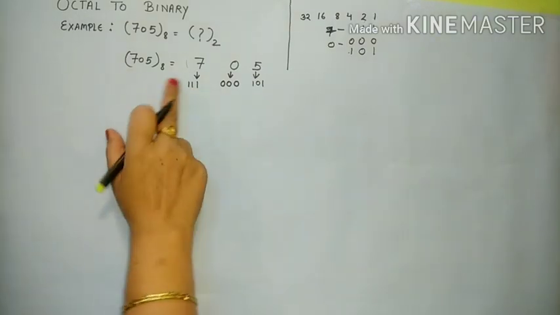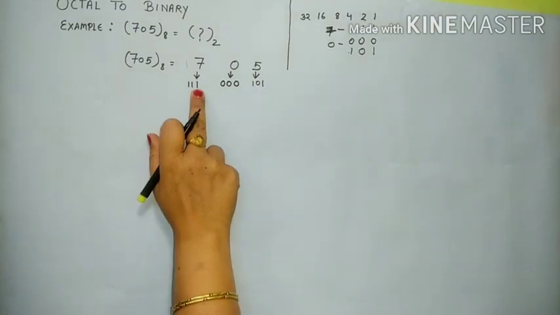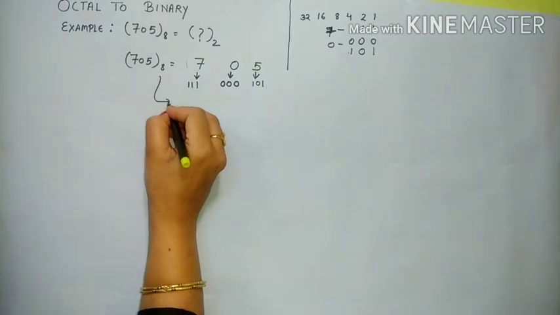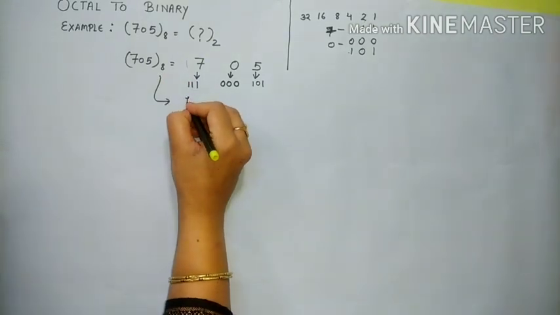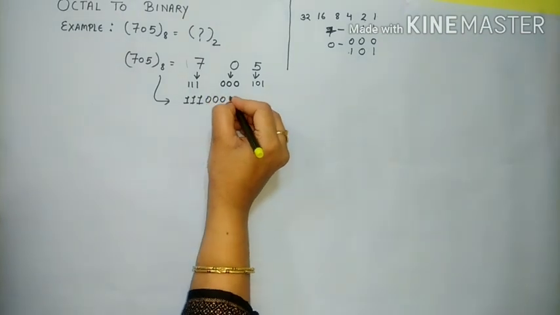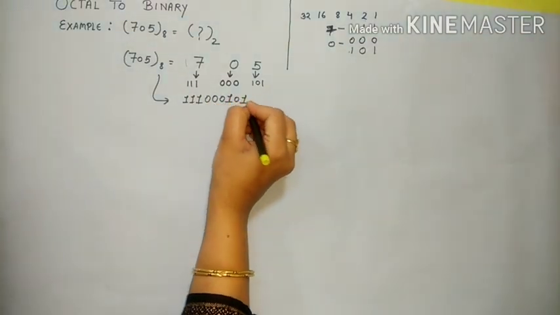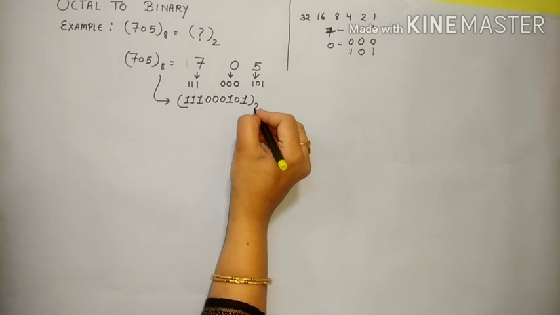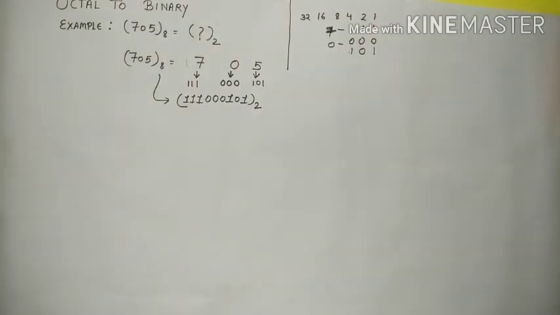Okay, after this, just combine all these binary bits together. That will be the equivalent binary number. So it will become 111, 000, 101 to the base 2. This is how we can convert octal number to binary.